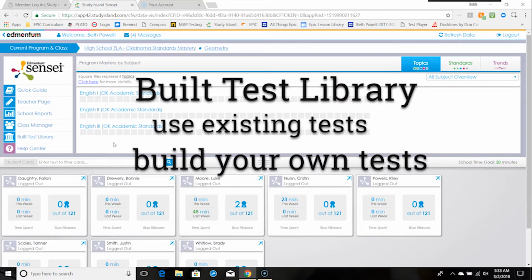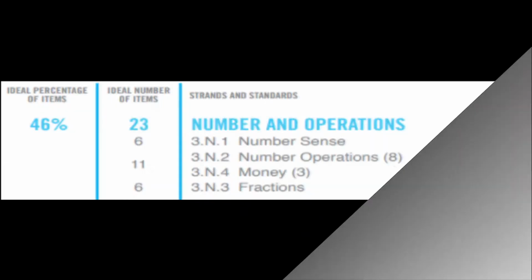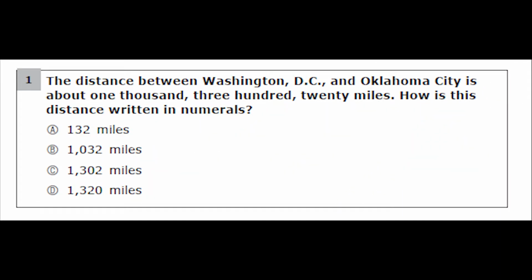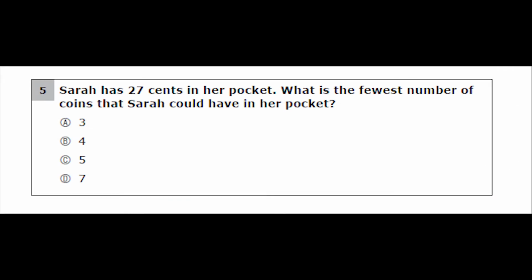I have built tests simulating the state test, meaning that they have 50 questions and that the question occurrence matches the blueprint. So I don't know exactly that the question types match. I did look at the practice tests sent out by the state and tried to choose the harder questions like are on the state test.